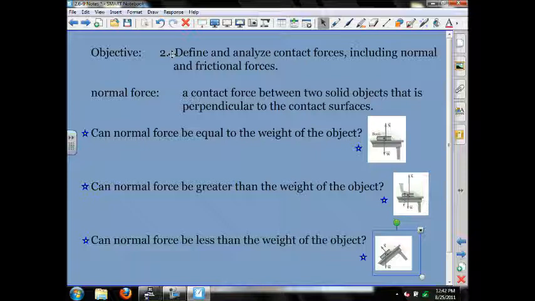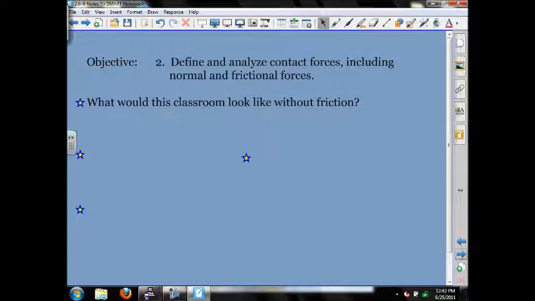Questions about normal force? What's friction? We don't need to worry about what this room would look like without friction. Okay, talk about it. What would this room look like without friction?